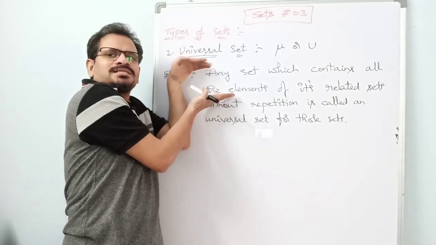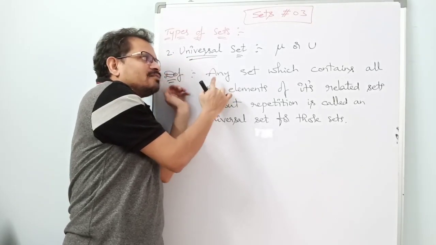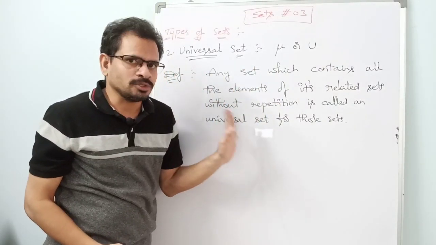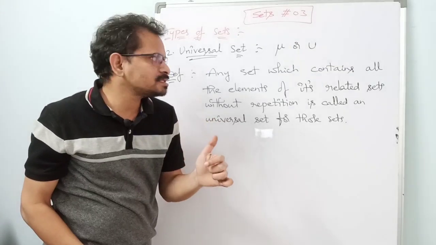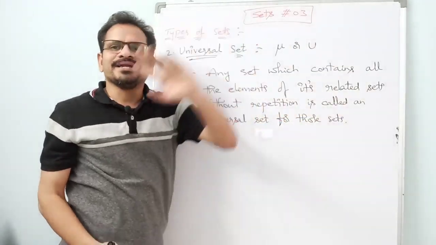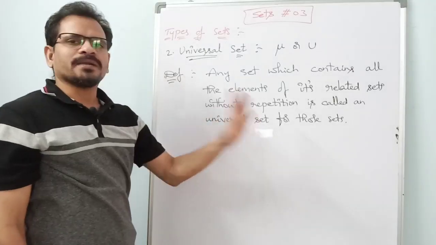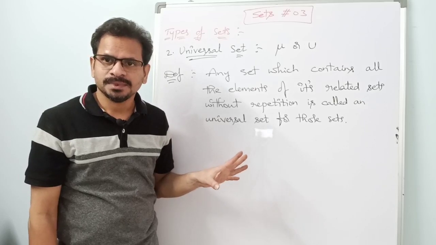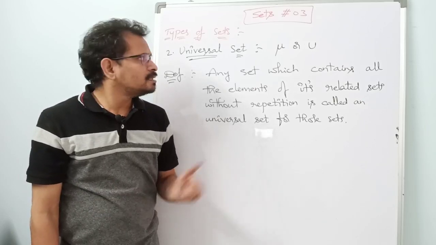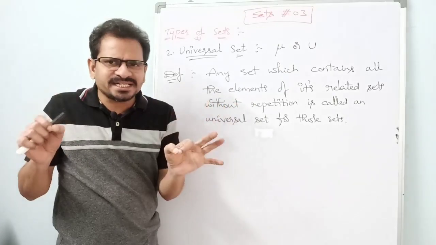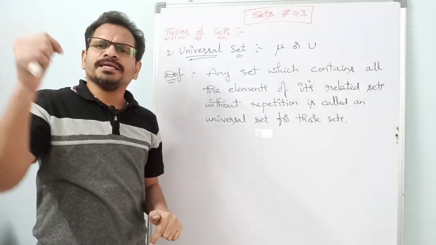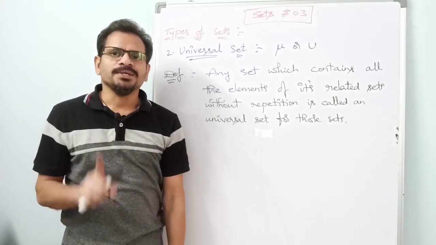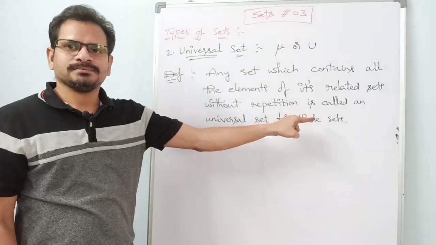And then what about the first two sentences? The first sentence, I think there is no problem. Any set which contains all the elements of its related sets without a repetition is called a universal set. No need to learn by heart, no need to mug up. See, I am telling you now: any set which contains all the elements of its related sets without a repetition is called a universal set of those sets. Got it?